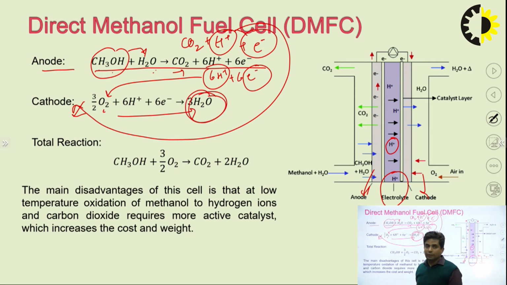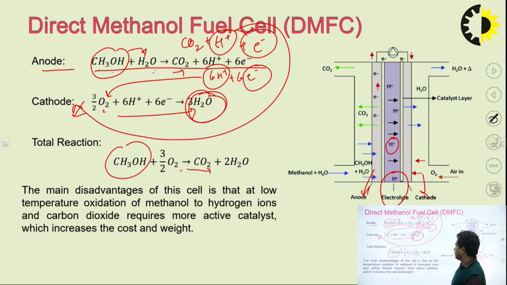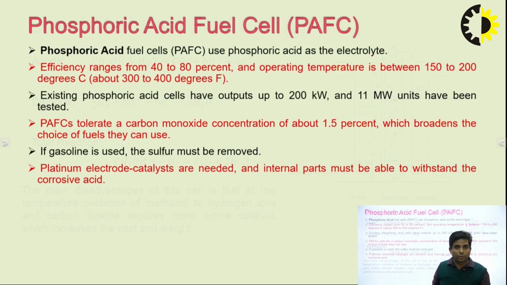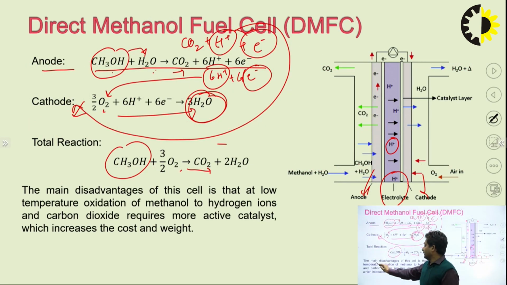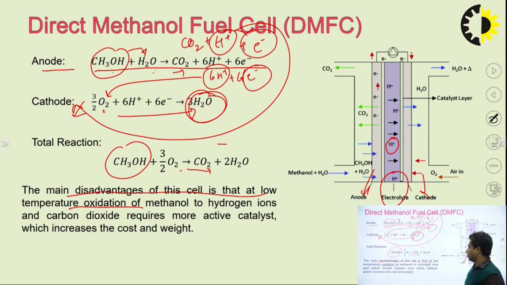So overall we can say the combined equation is like this: methanol plus 3/2 oxygen combine together to give carbon dioxide and water molecules. So this is the total reaction that is circulated again and again, and the electrons generated in the anode and cathode side reactions together generate electricity. But the main disadvantage of this cell is the slow oxidation of the methanol. So it requires more active catalysts, which increases the cost and the weight.